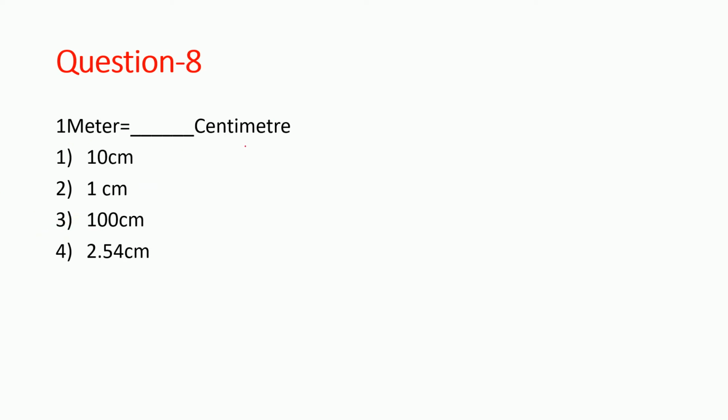So here, 1 meter equal to, let us see, in the previous session we discussed the concept of motion and measurement. In that we discussed that 1 meter equal to 100 centimeters and 1 centimeter equal to 10 millimeters and so on. So here he is asking about 1 meter equal to dash centimeters. So 1 meter equal to 100 centimeters. Option 3 is the correct answer.